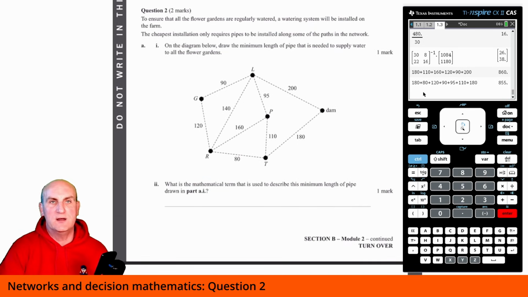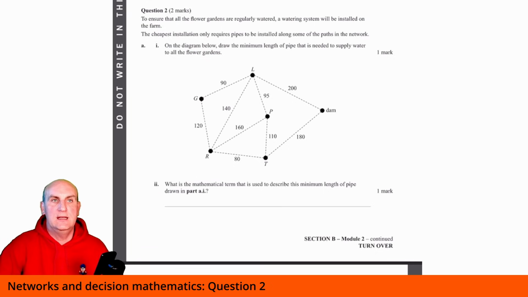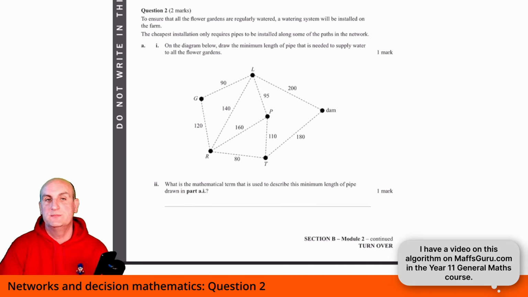To ensure that all the flower gardens are regularly watered, a watering system will be installed on the farm. The cheapest installation only requires pipes to be installed along some of the paths on the diagram below. Draw the minimum length of pipe that is needed to supply all the gardens. Now, again, for those of you who don't know, in the General 1-2 course, there's something now called Kruskal's algorithm, which is different from Prim's algorithm.